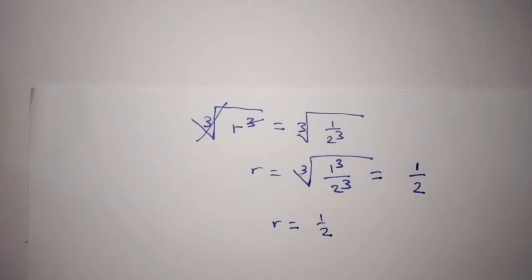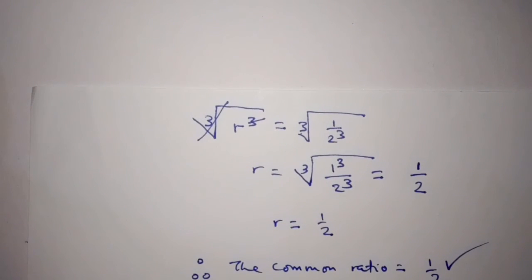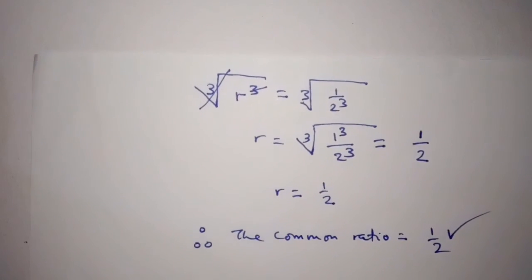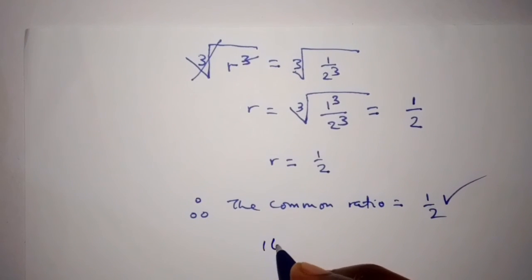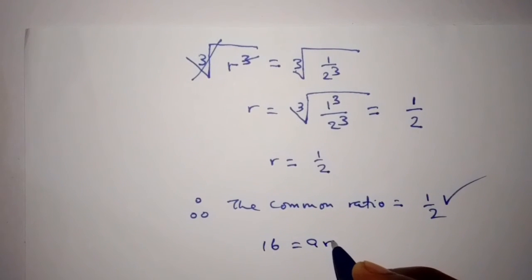Therefore, we can say that the common ratio is equal to 1 over 2. Now we can use equation 1, 16 is equal to a r, in order to find a.